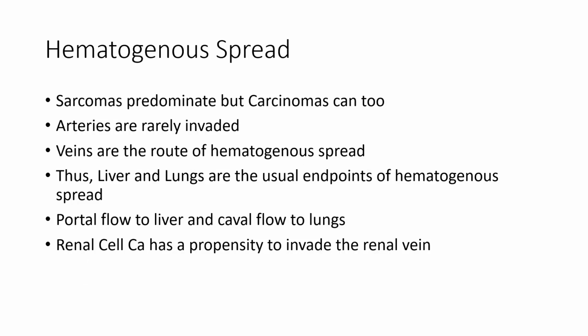Hematogenous spread, that's talking about spreading through the blood vessels. Sarcomas predominate, but carcinomas can too. The arteries are rarely invaded. It's typically the veins that are the route of hematogenous spread. Thus, the liver and lungs are usually the endpoints of hematogenous spread. Portal flow to the liver and caval flow to the lungs. Renal cell cancer has a propensity to invade the renal vein.